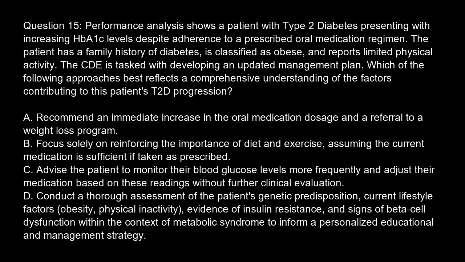Option A. Recommend an immediate increase in the oral medication dosage and a referral to a weight loss program. Option B. Focus solely on reinforcing the importance of diet and exercise, assuming the current medication is sufficient if taken as prescribed. Option C. Advise the patient to monitor their blood glucose levels more frequently and adjust their medication based on these readings without further clinical evaluation. Option D. Conduct a thorough assessment of the patient's genetic predisposition, current lifestyle factors, obesity, physical inactivity, evidence of insulin resistance, and signs of beta cell dysfunction within the context of metabolic syndrome to inform a personalized educational and management strategy.